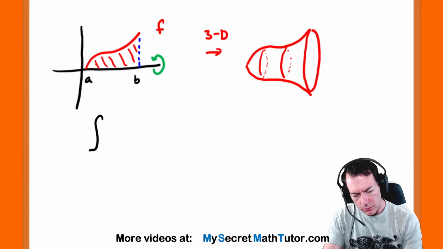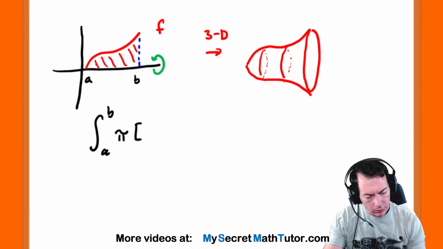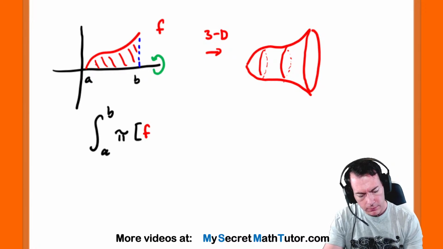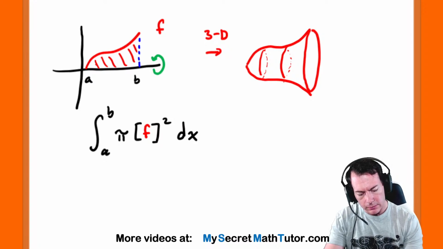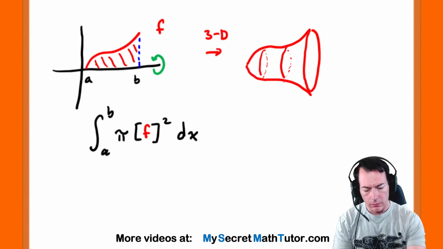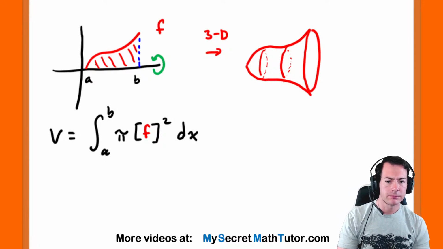So the integral goes from a to b, pi. The function is really what's controlling the radius of all of these circles. So I'm just going to write this as f squared. And then we'll have dx. So this would be the volume using circular slices.